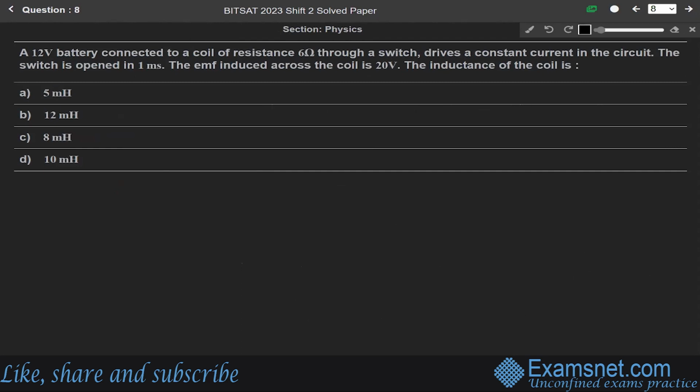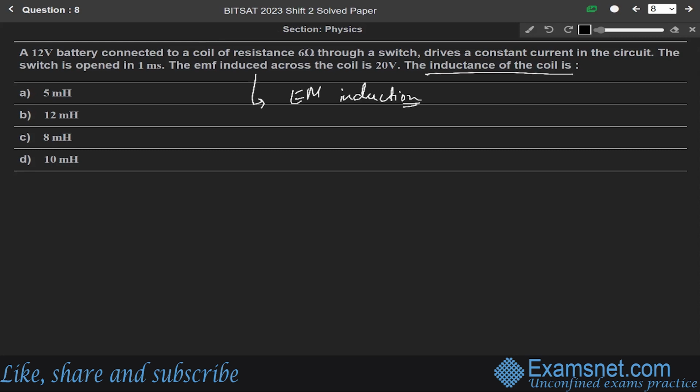Now next question 8. A 12-volt battery connected to a circular coil of resistance 6 ohm through a switch drives a constant current in the circuit. The switch is opened in 1 millisecond. The EMF induced across the coil is 20 volt. The induction of the coil is. Okay, so this question is from the chapter of electromagnetic induction. According to the question, we have to find the induced EMF. No, sorry, we have to find the inductance of the coil.